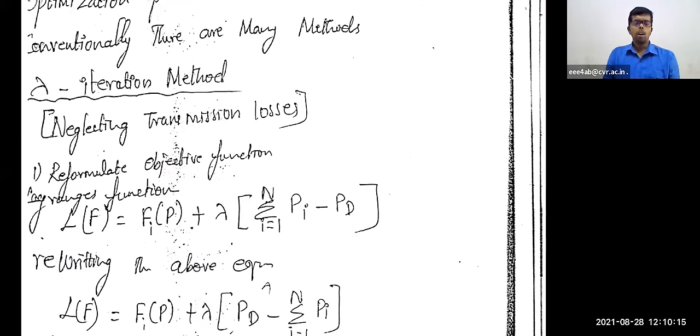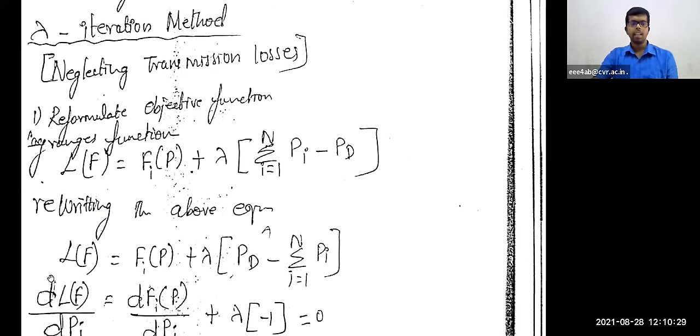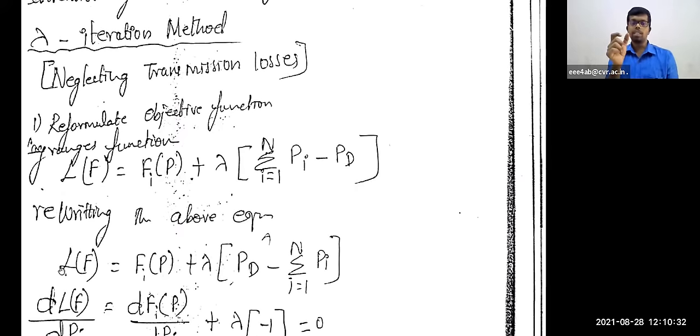So now we want to find out the change in the fuel cost. Because we have formed the Lagrange's function, next we need to find the small change in the fuel cost. So what I'm doing is differentiating this Lagrange's function and equating it to 0.